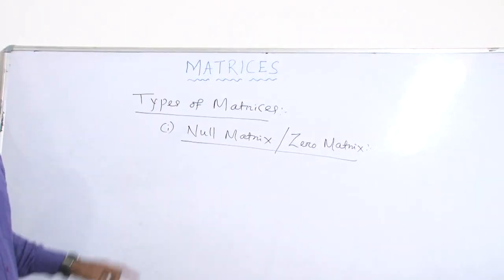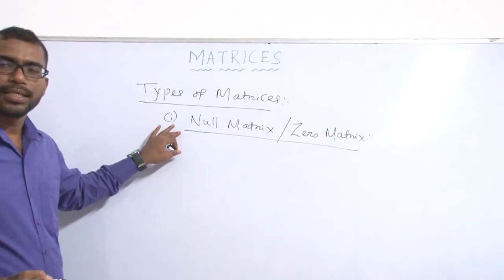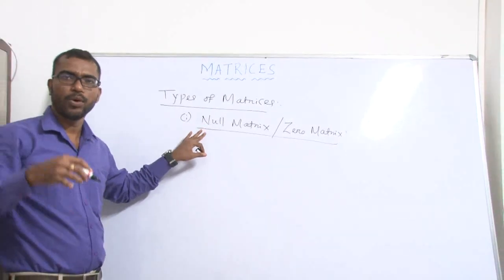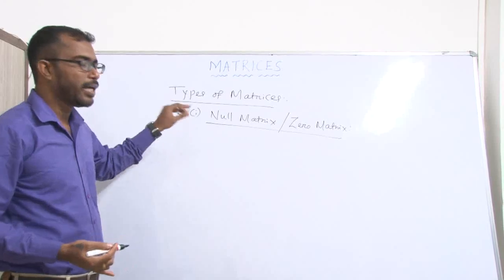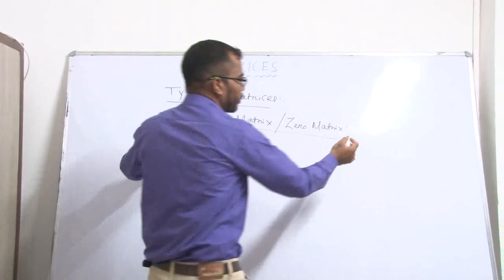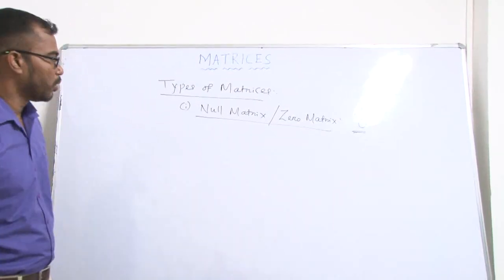Null matrix or zero matrix. What is null matrix? Null matrix means it is a matrix having all elements are zero. So it is called null matrix, and it is denoted by O.